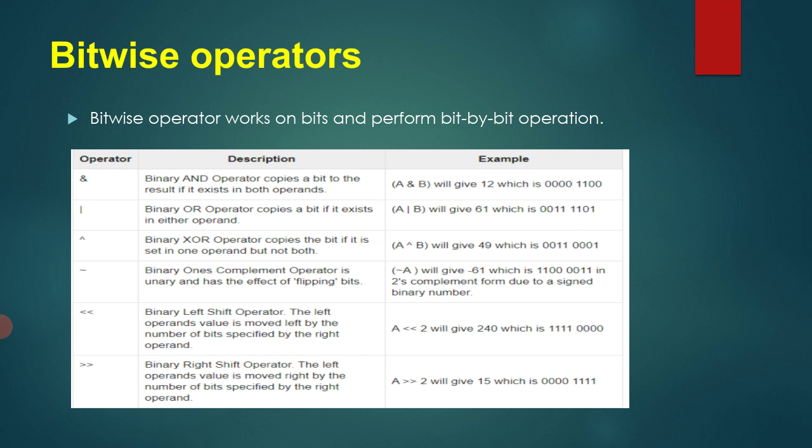Now the third operator is the binary XOR operation. What is the XOR operation? XOR is the exclusive OR operation. The exclusive OR operation will generate the output 1 if exactly one of the bits is 1. So if one of the operands is 1, it will generate the output as true.